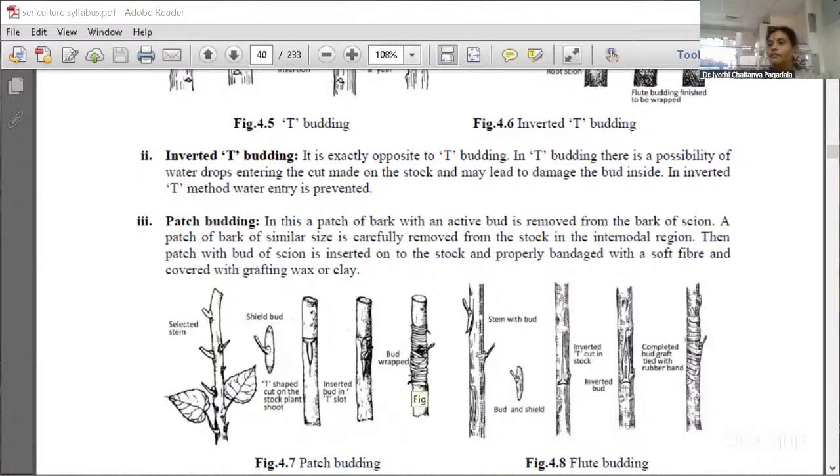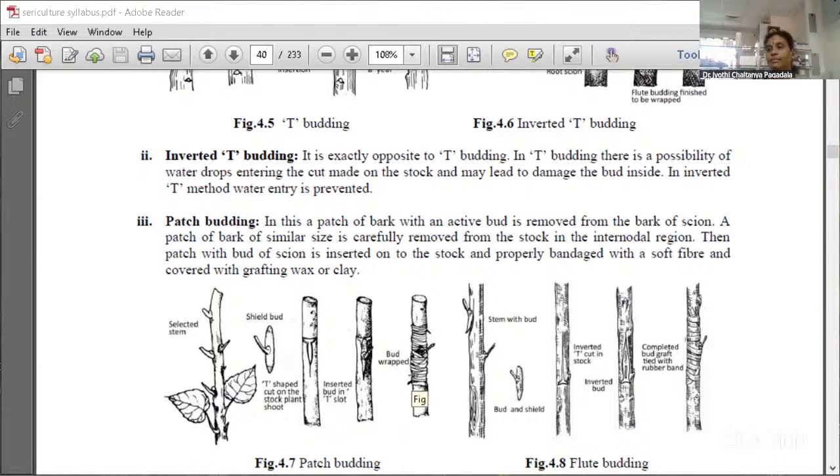And next one is flute budding. The flute budding method is a modified method of patch budding method. The bark, that is the stalk of the plant, is cut to a length of 2.5 to 3.5 centimeters round and removed as a sheath at the internodal region. The removed bark looks like a C letter. The bud of the scion is also removed in similar manner and inserted in the stalk and bandaged properly after applying grafting wax.